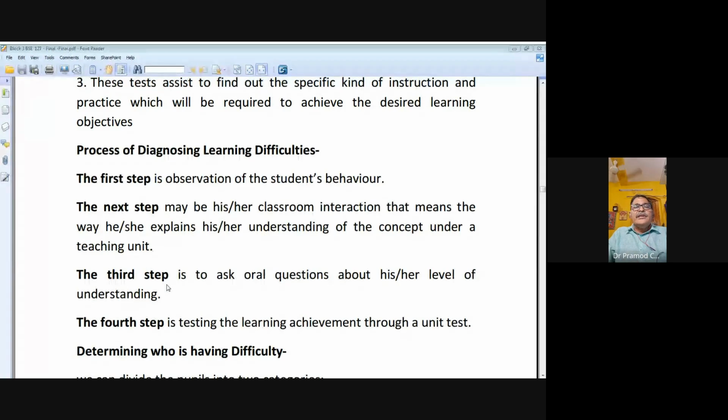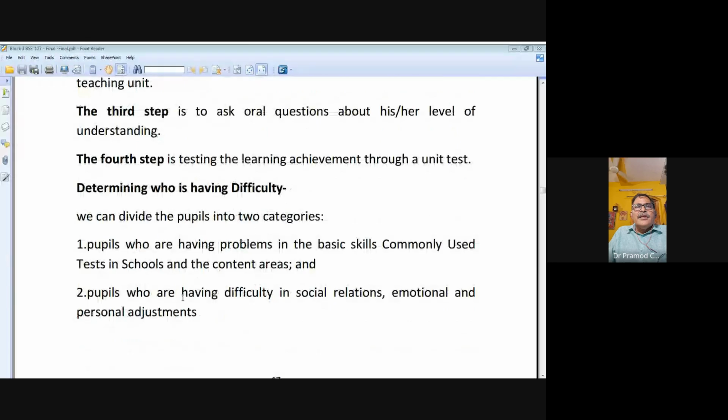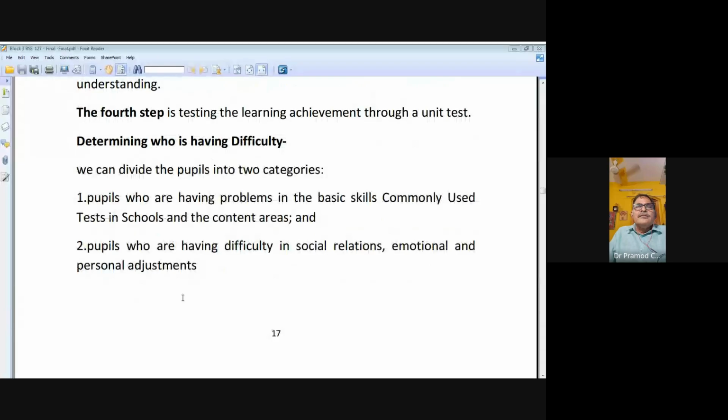Automatically we must determine the difficulty level of the students, that what problems the student is facing, or what type of lack of basic skills the individual or student has. Then all the difficulties are to be taken into consideration.